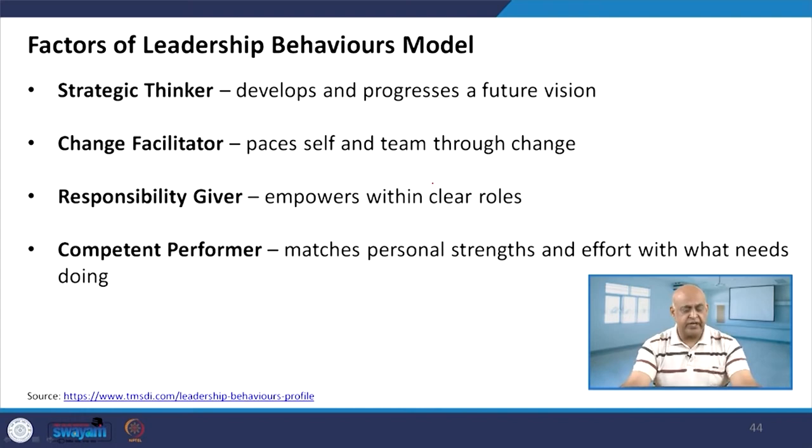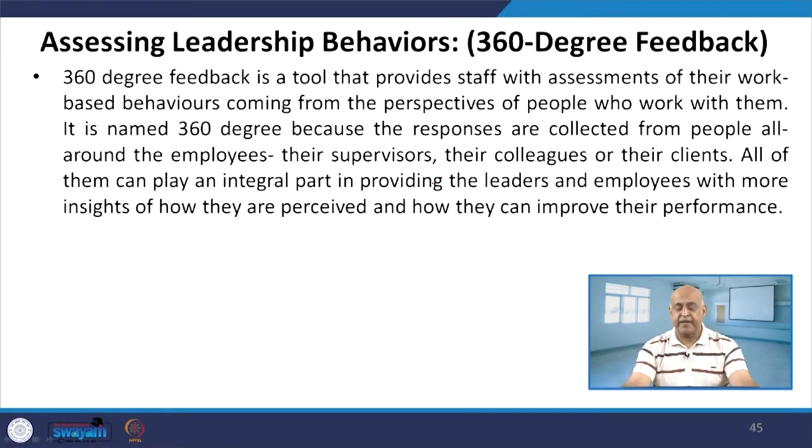So naturally, if these qualities are there, and when I have talked about the self-evaluation, on that self-evaluation also we can find out how a person can decide and how he can go for this type of responsibilities, and assessing the leadership behavior: 360 degree feedback. That provides the staff with an assessment of their work-based behaviors coming from the perspectives of the people who work with them. Earlier, leadership behavior feedback was done only on the basis of superior and subordinate. The superior was evaluating and saying whether the subordinate has those leadership qualities or not, and whether a person has that leadership behavior or not.